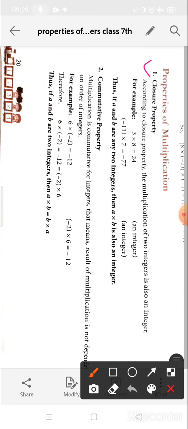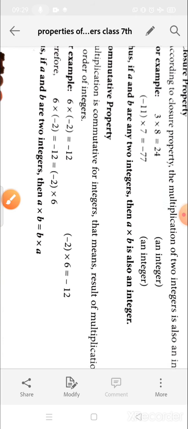So the first property is the closure property. According to the closure property, if a and b are two integers, then a into b is also an integer. It means whenever we multiply two integers, the result will be an integer. Now for this, look at the example.